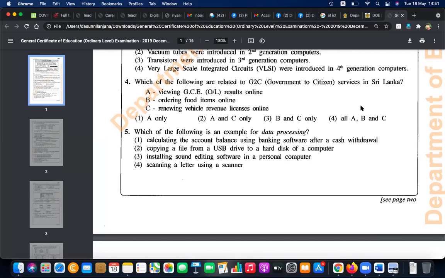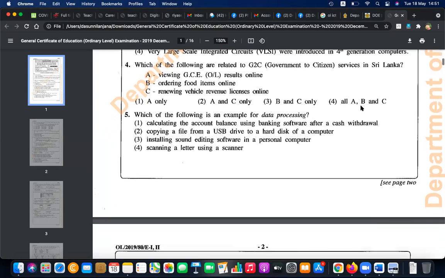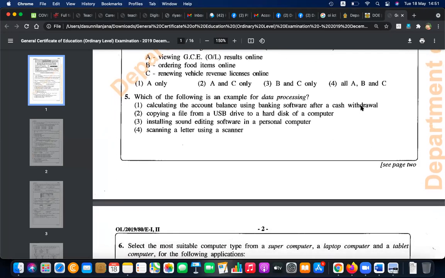Which of the following is an example for data processing? What is the answer? Calculating the account balance using banking software. Data processing means raw data is taken and then processed. Processing can be arithmetic and logical. So anyway, all these micro-level things are data processing. Copying a file is also data processing.